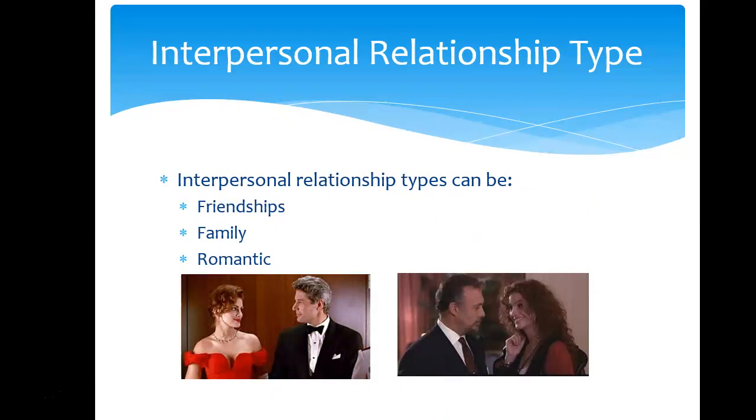Interpersonal relationship type. Interpersonal relationship types can be friendships, family, or romantic. In the first picture in this slide is Vivian Ward and Edward Lewis on their way out on a date. That is an example of a romantic interpersonal relationship. The next picture in this slide is of Vivian Ward and the hotel manager, which is a depiction of a friendship relationship type.